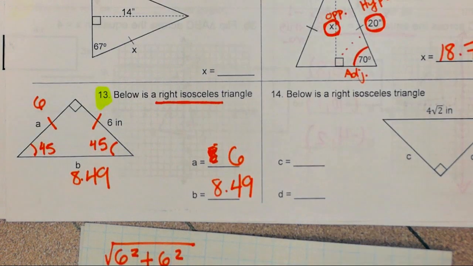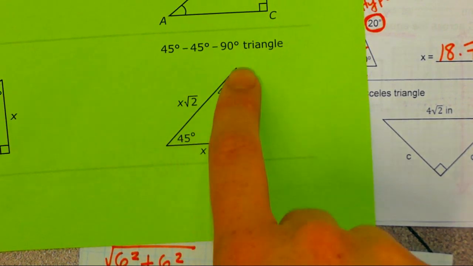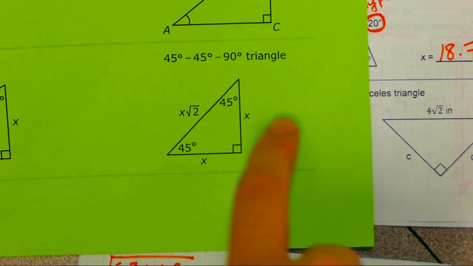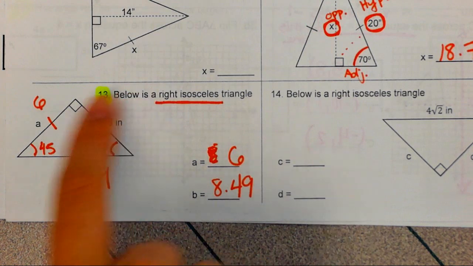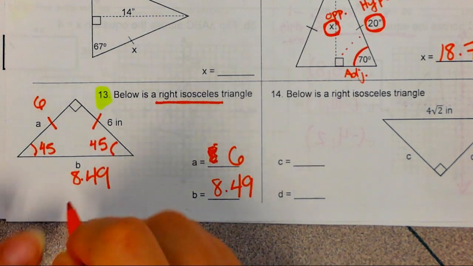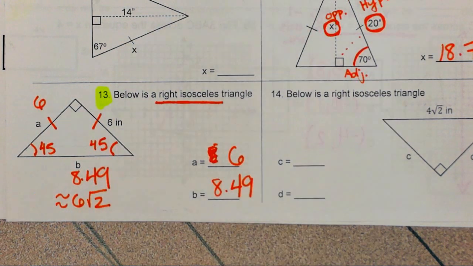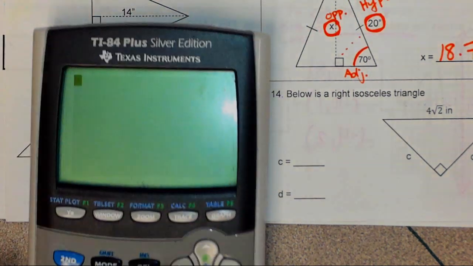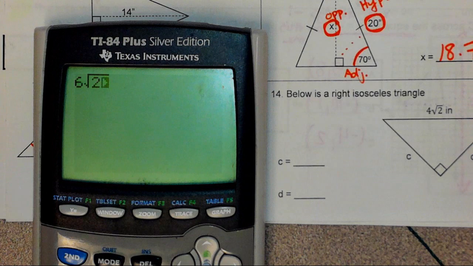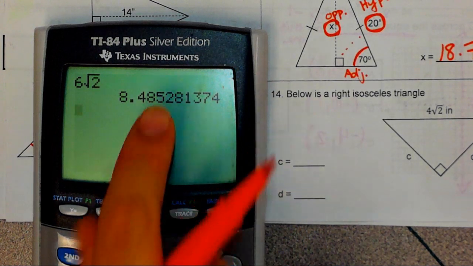Okay, so that's my hypotenuse. Just want to point out, this is also following your 45, 45, 90 special triangle rules. So we've got 6, 6, and then this represents 6 square root 2. And if you don't believe me, just type it into your calculator. Okay, 8.49.